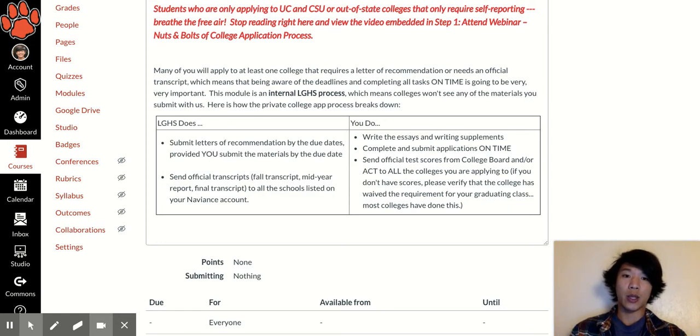Things that you need to be concerned about mostly are the applications, obviously, writing the essays and supplements that go along with your applications. Some of these are standardized. Some schools have unique individual writing prompts that you have to complete just for that school. So pay attention to those.